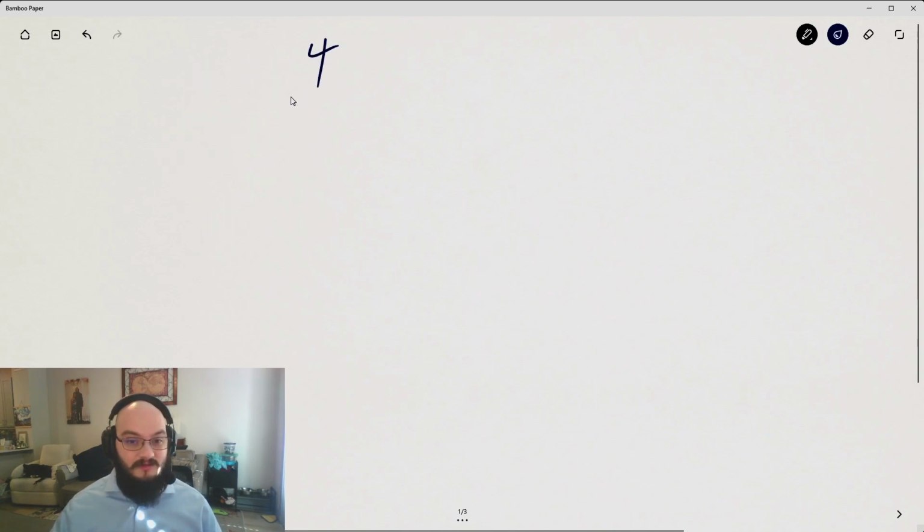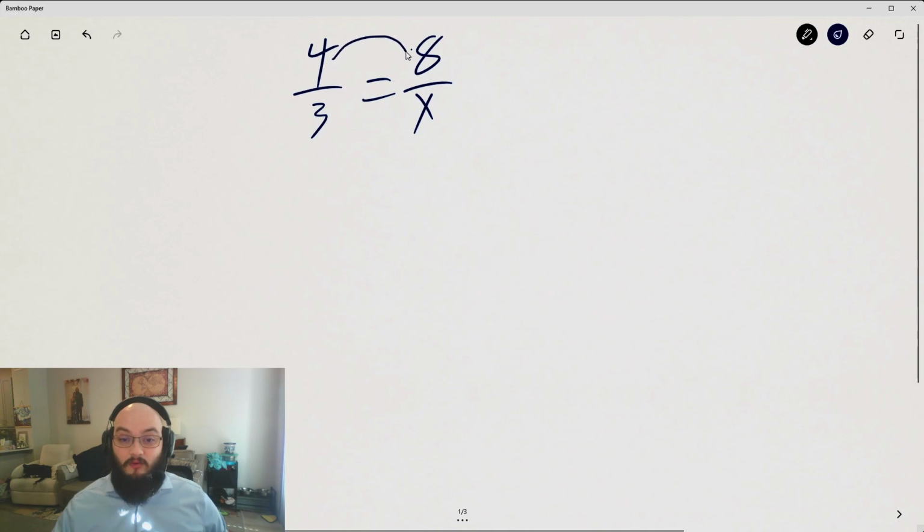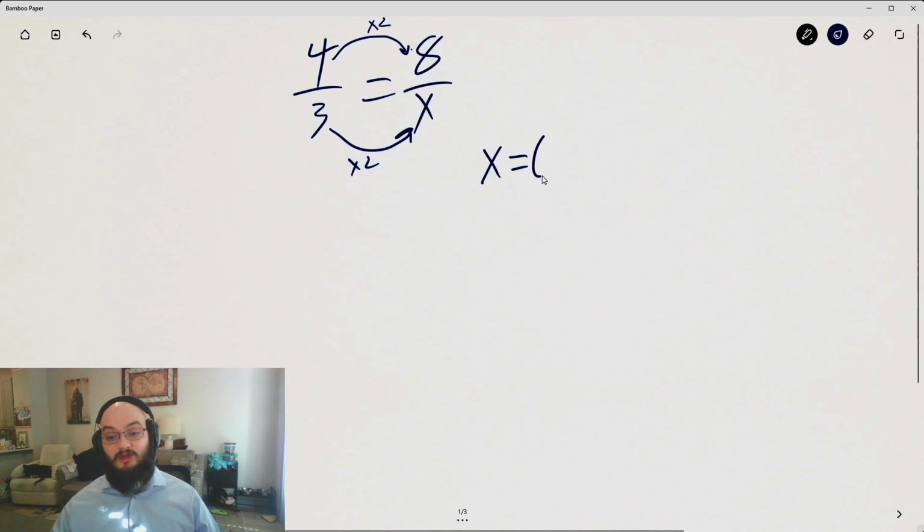Our first example is 4 over 3 is equal to 8 over x. First thing I see is it's very easy for us to turn a 4 into an 8 by multiplying by 2. And since these are both fractions, we can multiply the numerator and the denominator by the same number to make equivalent fractions. So we multiply the numerator by 2, multiply the denominator by 2, and x will be equal to 6. And that is the equivalent fraction method. It works really well when there's a clear number for us to multiply by to turn one of the numerators or denominators into the other numerator or denominator.